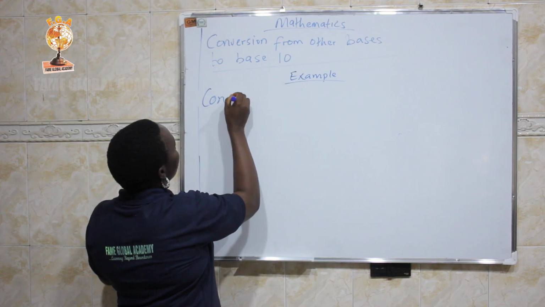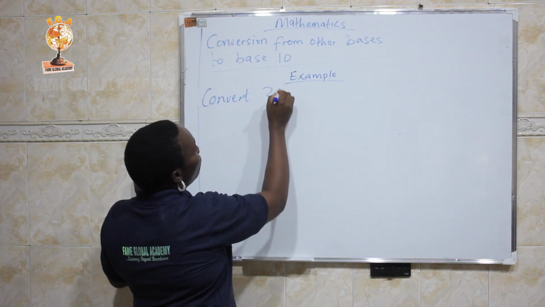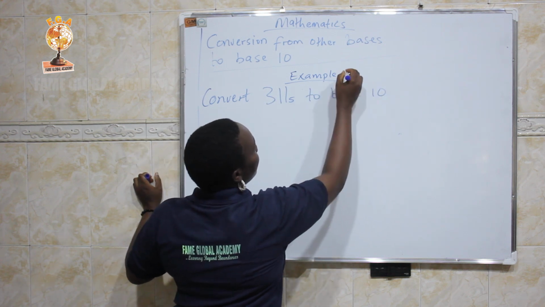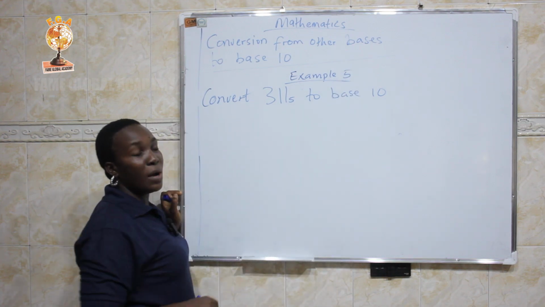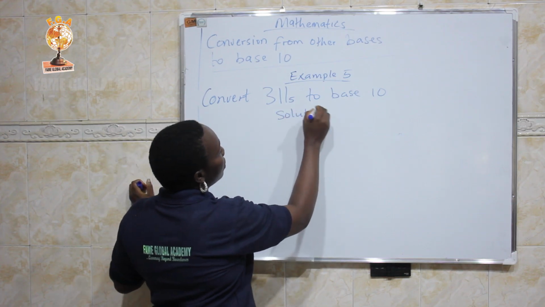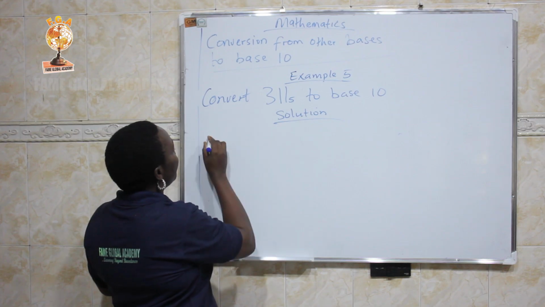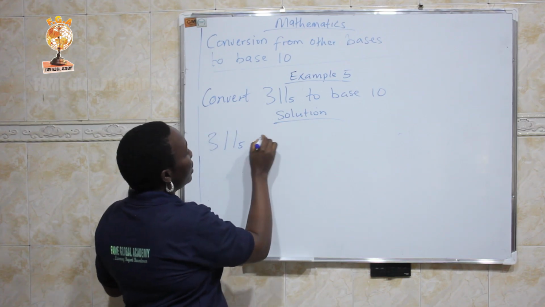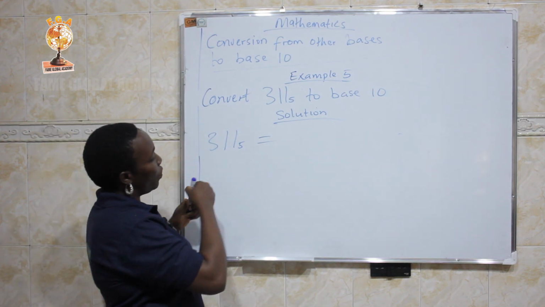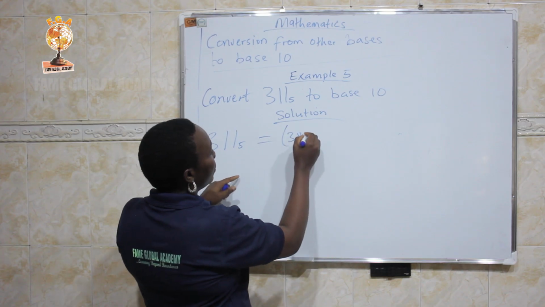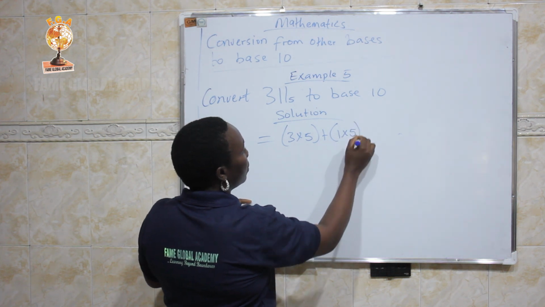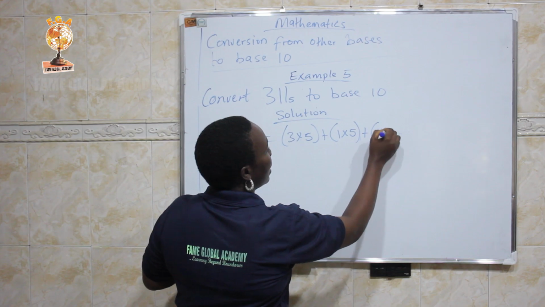So convert 311 base 5 to base 10. Example 5. Convert 311 base 5 to base 10. Okay, solution. So we have 311 base 5 is equal to, multiply each of the numbers with the base one after the other. So we have 3 times 5, plus 1 times 5, plus this last one times 5.